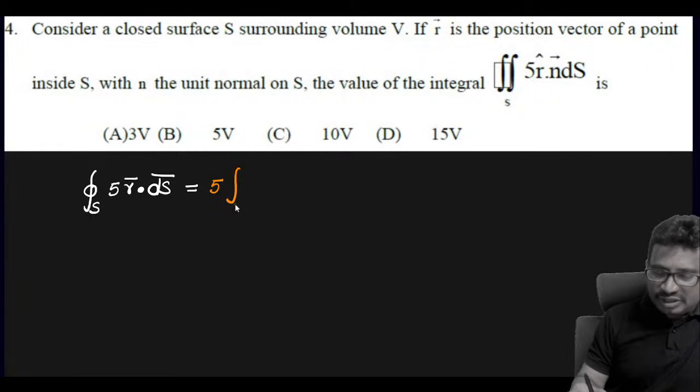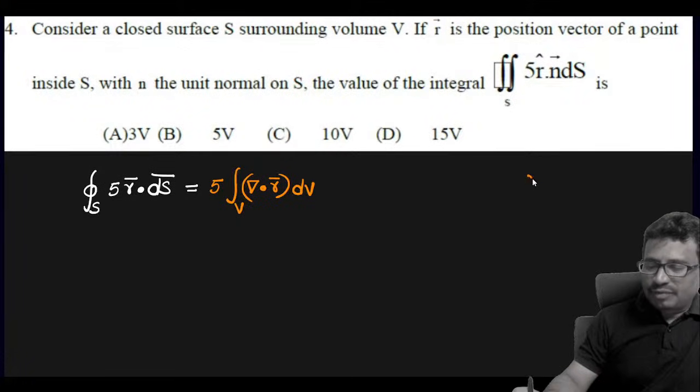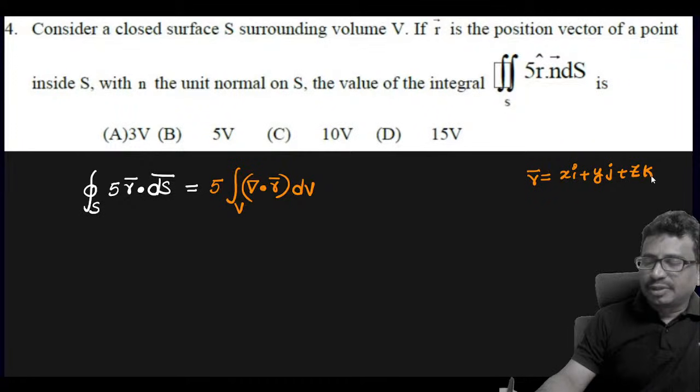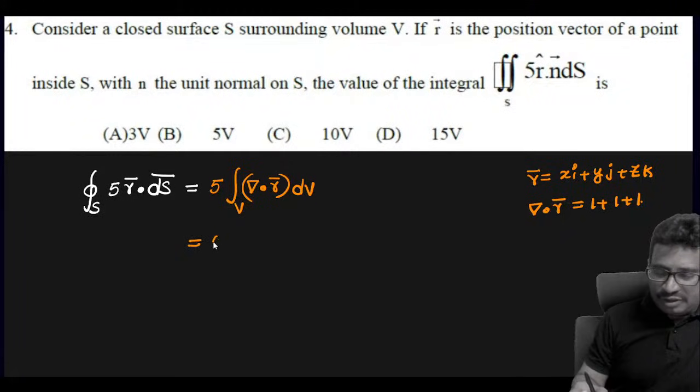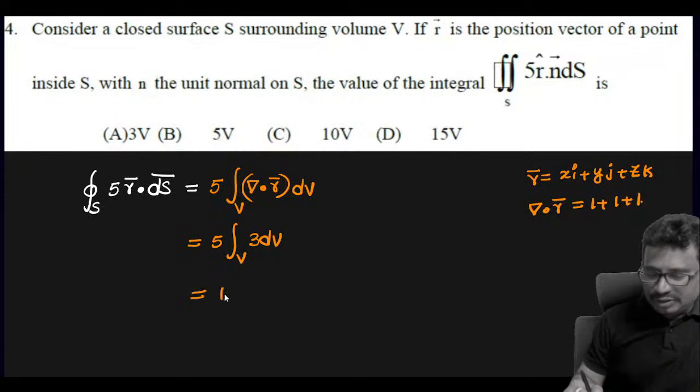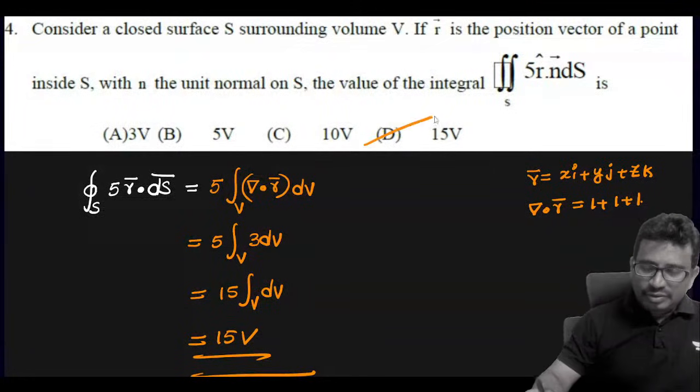Now we apply the divergence theorem, that is the volume integration of del dot r bar into dv. r bar is a position vector, given as xi plus yj plus zk, and del dot of r bar will come to be 1 plus 1 plus 1. So it will be 5 into the volume integral of 3 dv, which is equal to 15 into the volume integration of dv, which is 15 into V, so 15V.